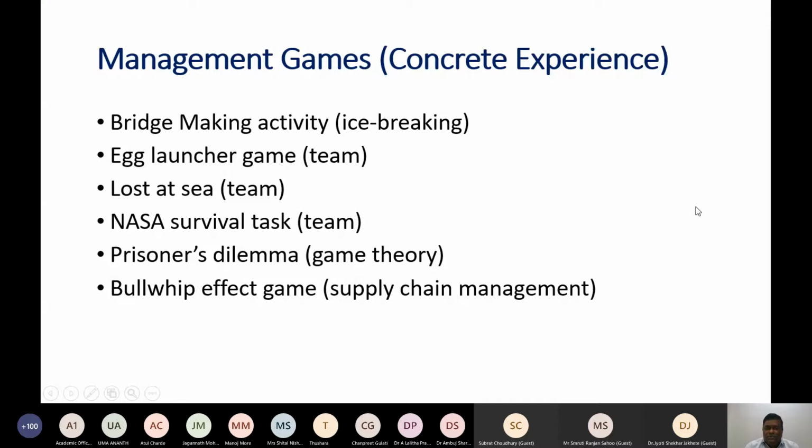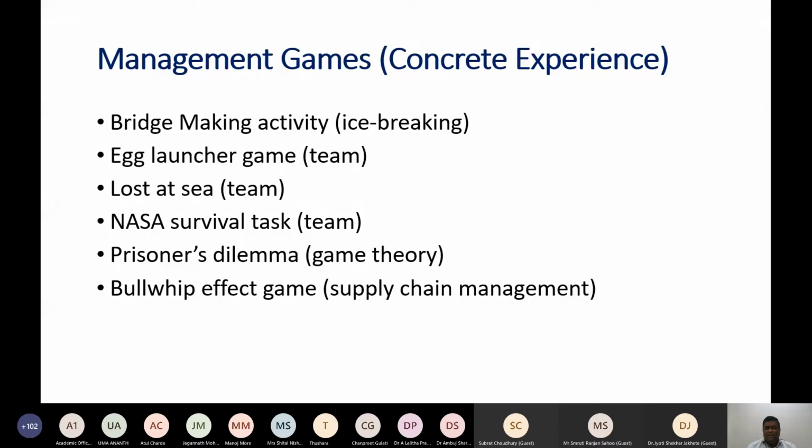Bridge making activity. This is an ice breaking activity. What I do, I simply divide the students into groups, say 6 or 7 groups, and each group will have a minimum of 5 and a maximum of 7 or 8. That is the size of the group. Below 5, the group dynamics will not be good, but above 8 also it will be a crowd. So any group activity should be between 5 and 8.